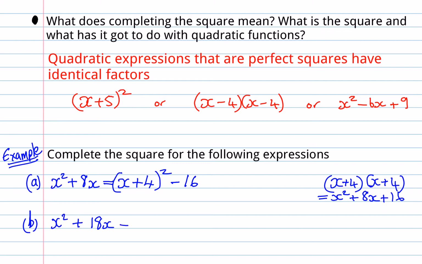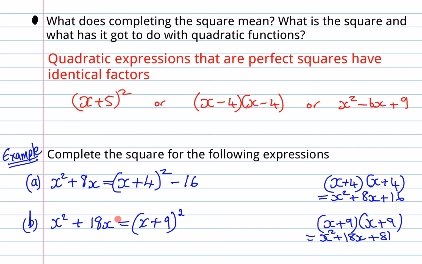Another example. Again, let's look at the x coefficient here. What we're going to do is divide this by 2. So that gives us x plus 9 all squared. Now if we left it like that, that would be x plus 9 times x plus 9, which equals x squared plus 18x plus 81. Now as you see, this is very, very close to what we have here on the left hand side, except we have a plus 81. Now what we must do for the left hand side to equal the right hand side is subtract the 81.